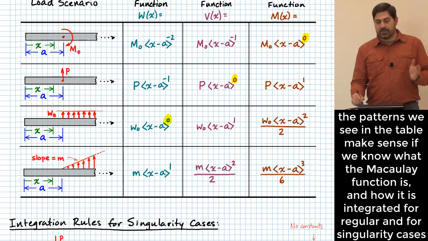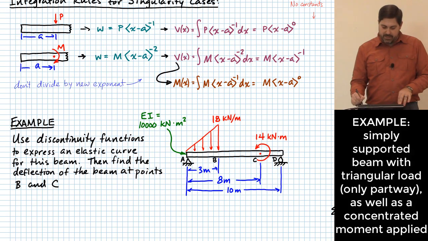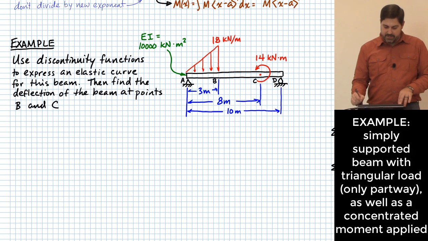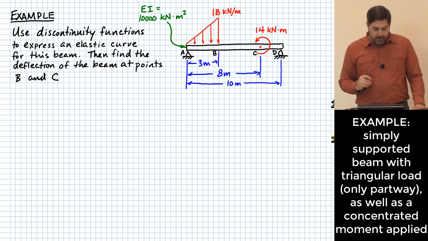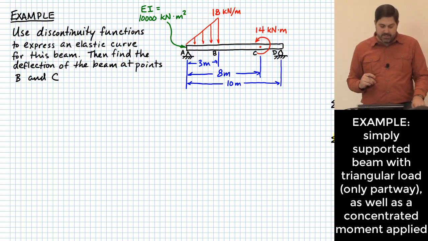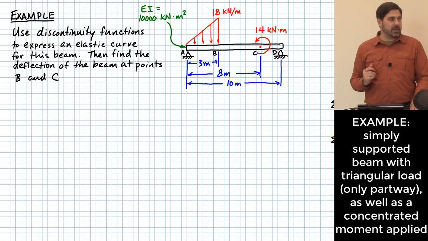Okay? Now, at this point, you're probably going, that's all fine. I still don't really know how to do one of these problems or what to do with this stuff. And I think the best way to show that is by doing an example. So we're going to get into this example here. It says, use discontinuity functions to express an elastic curve for this beam. Then find the deflection of the beam at points B and C.